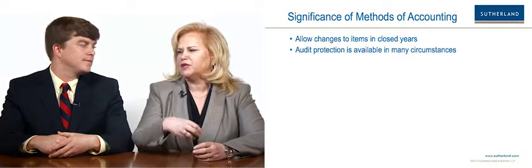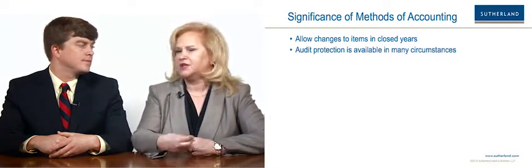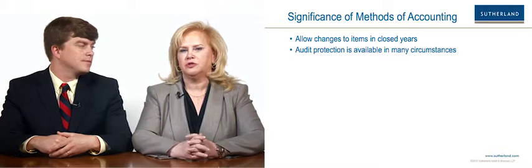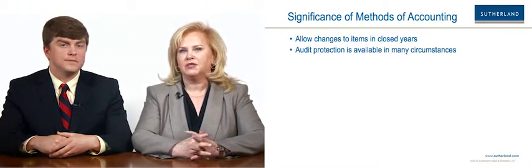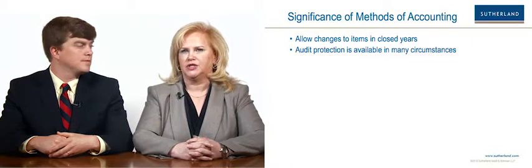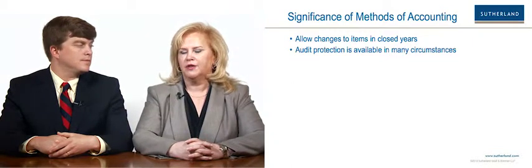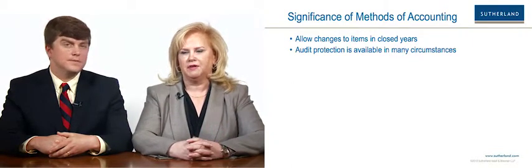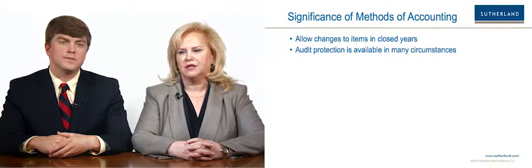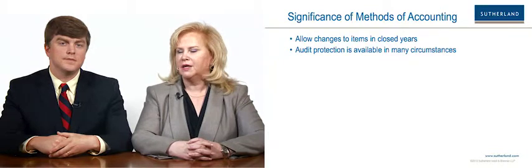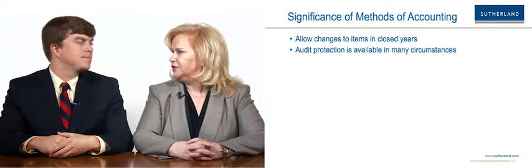And it's not that they're actually going into the back years and changing things, but when you change your method of accounting through an adjustment that you make, you're able to have the same effect as changing the item in the closed years. The greatest benefit, of course, of a method of accounting is audit protection. And what audit protection means is that when you change your method of accounting, the service is prevented in an IRS exam setting from coming in and changing that same item. So it can be quite beneficial.